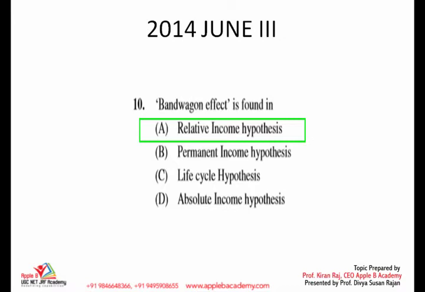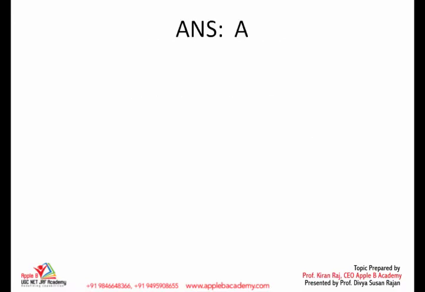Bandwagon effect is nothing but people trying to follow a trend. So if one person goes and buys a product A, everybody in the society gets fascinated and ends up buying product A. So that is another term that has been used to explain the demonstration effect. So bandwagon effect is nothing but demonstration effect, and again it was clearly given by Duesenberry and explained in his relative income hypothesis. Thus the correct answer to this question is A.